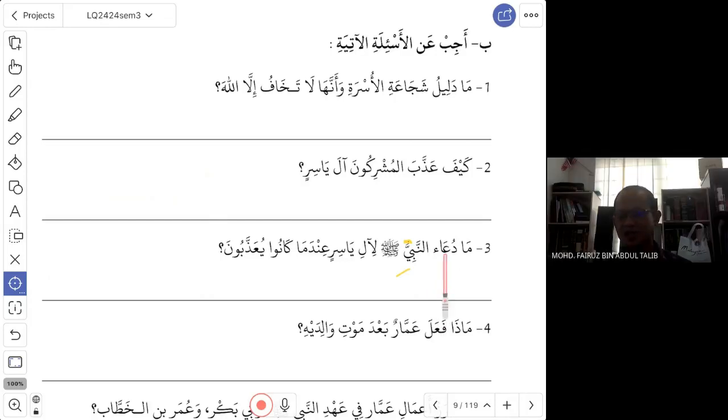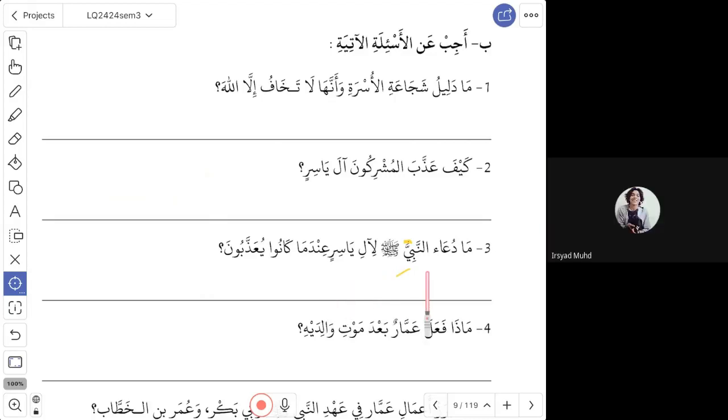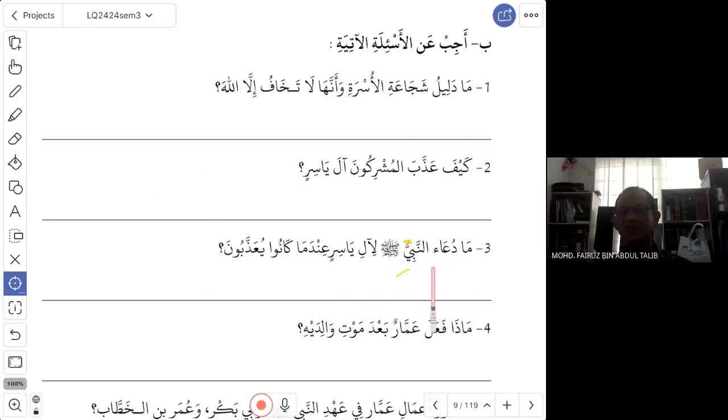Now I just want the meaning of this. Dua Nabi li Ali Yasir. What is the dua for the family of Yasir? What is the Prophet's dua for the family of Yasir? Yes, correct. Indama kanu, when they were. So the wow here is for they. So when they were tortured, what was the dua of the Prophet?